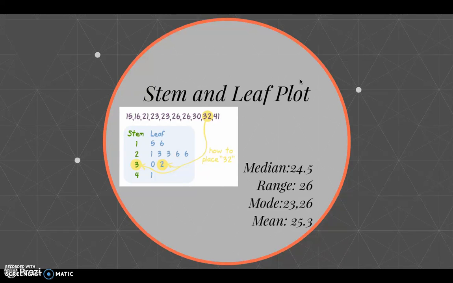The range is the difference between the largest number and the lowest number, which is 41 and 15, which will be 26. And the mode, since there's 2 of them that are repeated the same amount, it will be 23 and 26. The mean will be 25.3 because we add all the numbers and then divide it by how many we have.